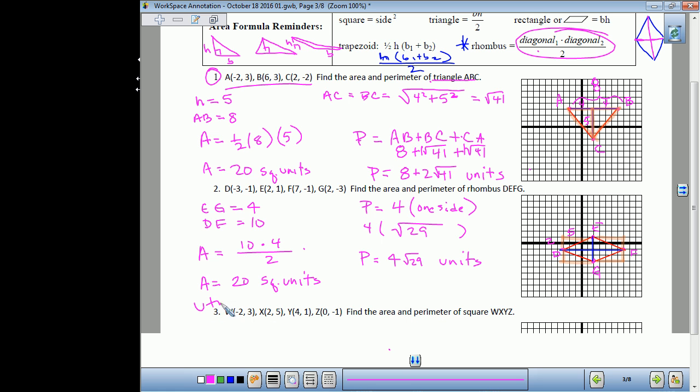All right, you try number 3. And you're welcome. It's an easy square. So you don't put square units for perimeter, just units. Correct.